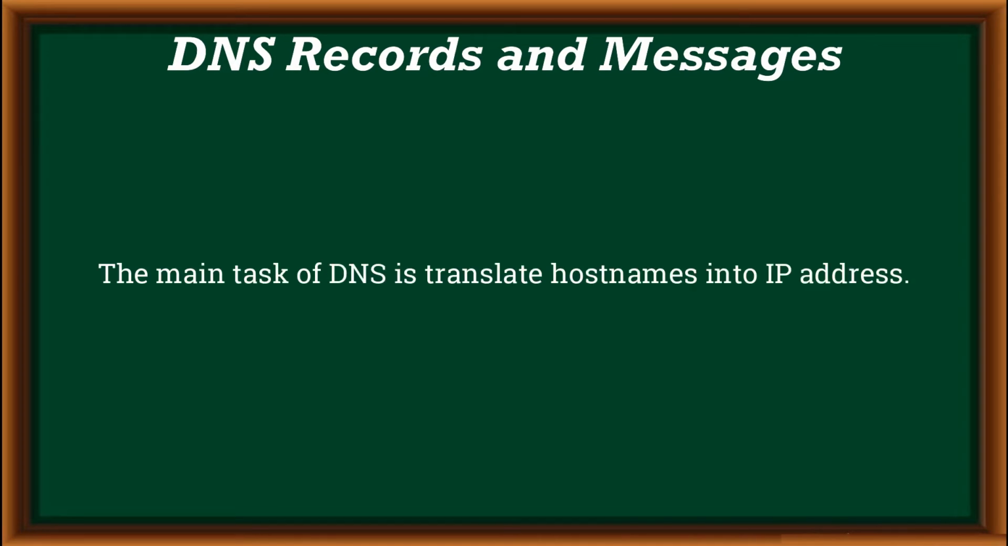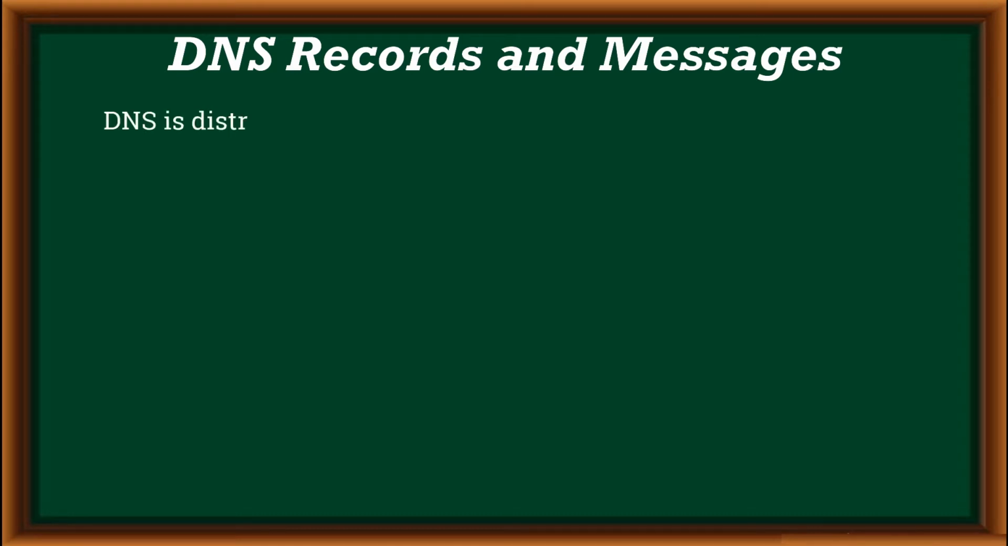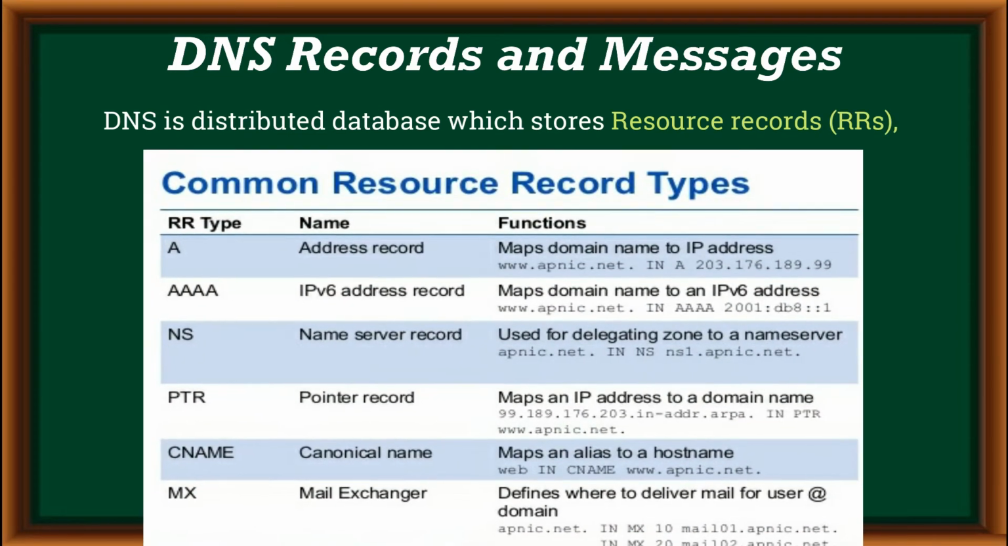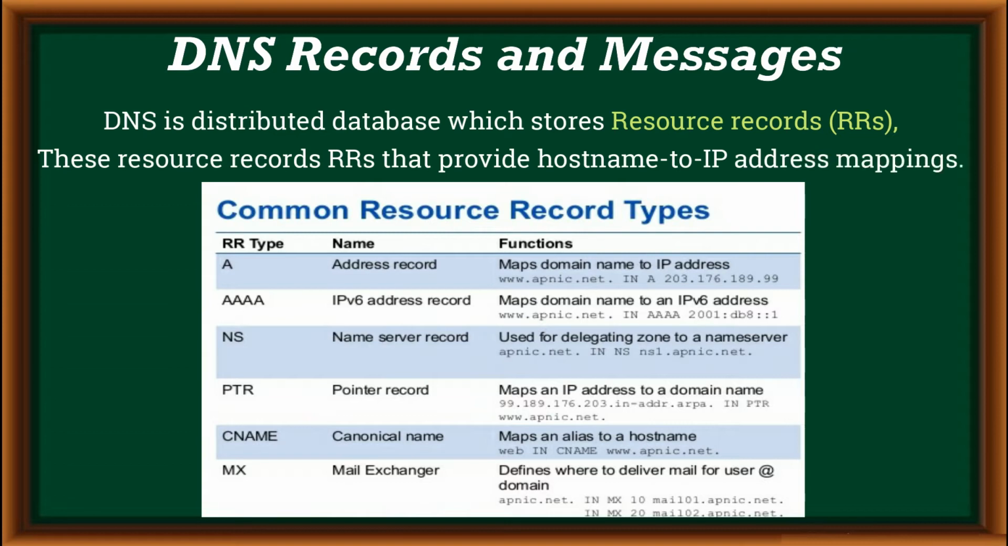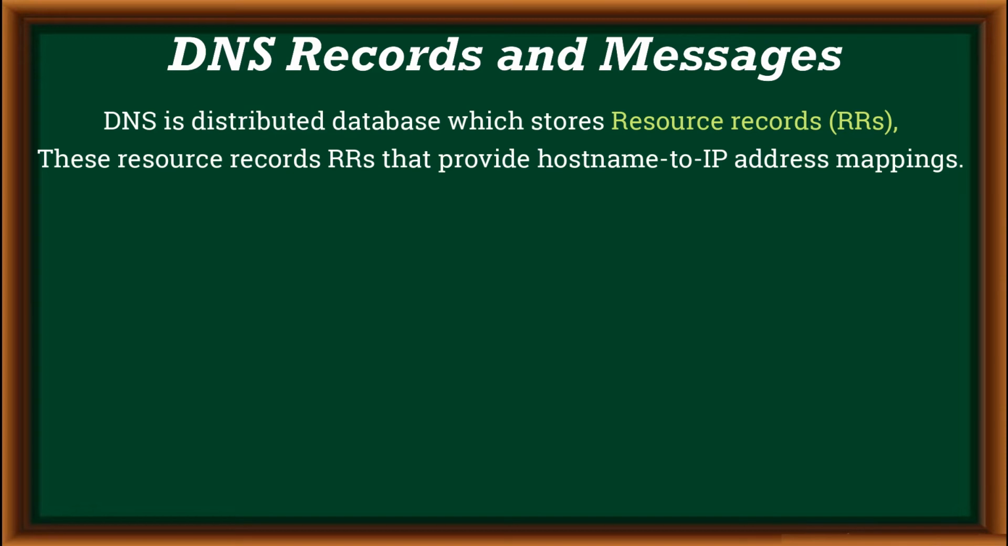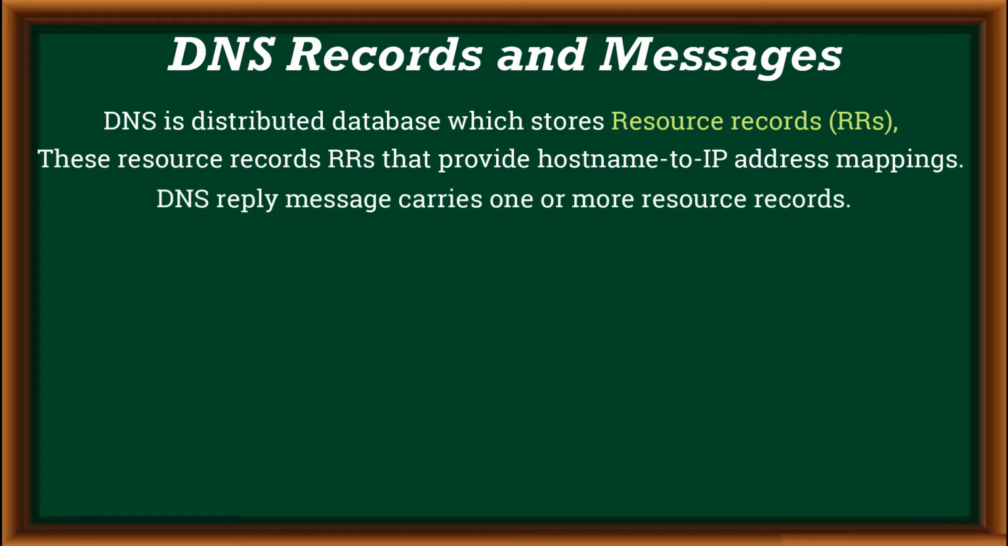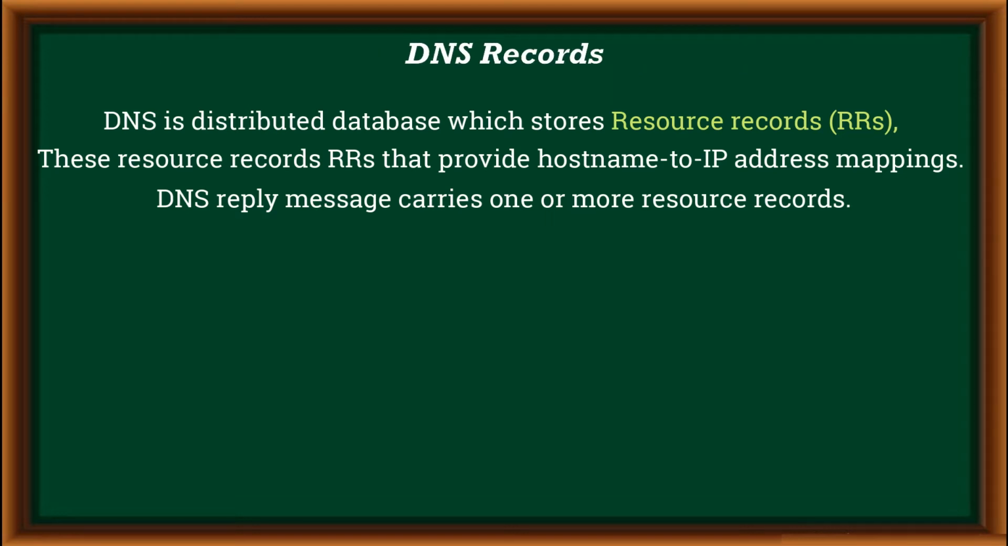The main task of DNS is to translate host names into IP addresses. DNS is a distributed database which stores resource records. These resource records provide host name to IP address mappings. Each DNS reply message carries one or more resource records. Let us see a brief overview of DNS resource records and messages.